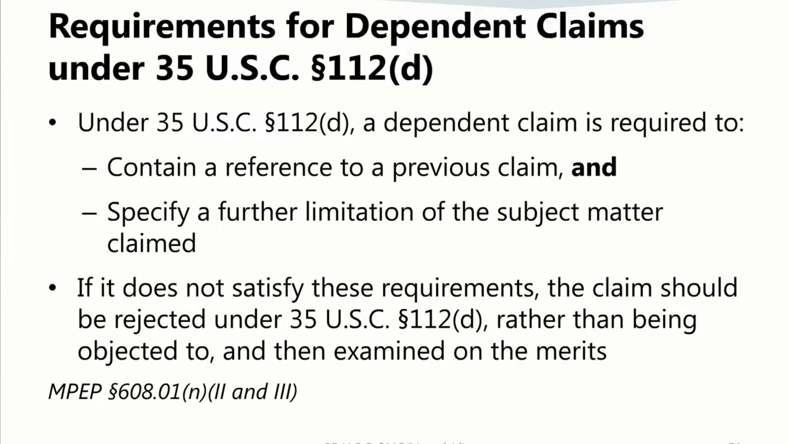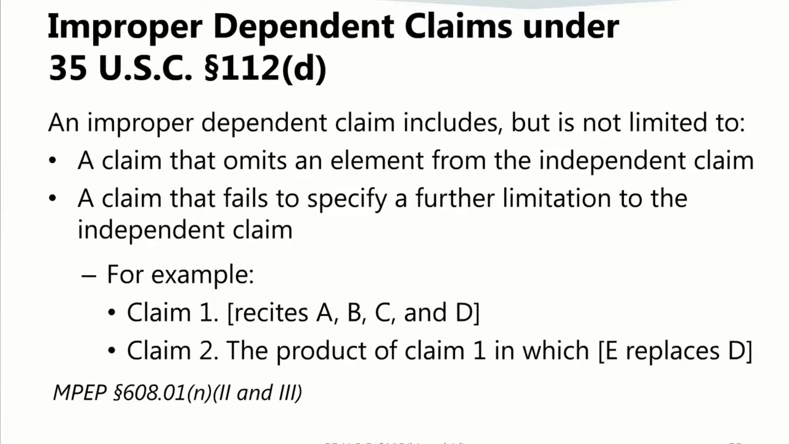When a dependent claim does not contain a reference to a previous claim and does not specify a further limitation of the subject matter claimed, it does not satisfy the requirements of 112d. You should reject it as not satisfying the requirements of 112d, but then examine it on its merits. An improper dependent claim includes but is not limited to: 1. A claim that fails to specify a further limitation to the independent claim, or 2. A claim that omits an element from the independent claim.